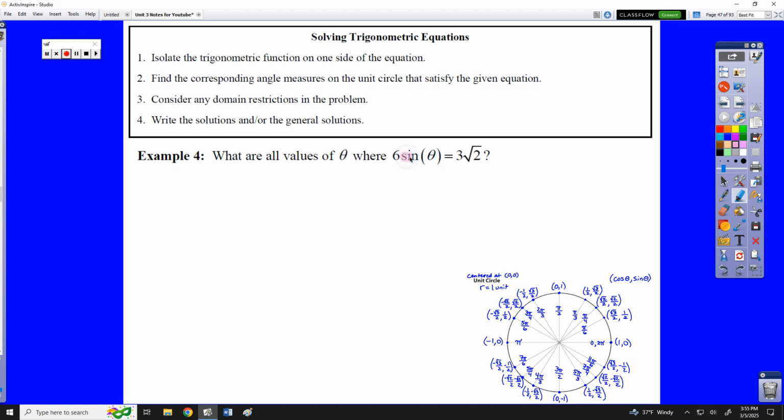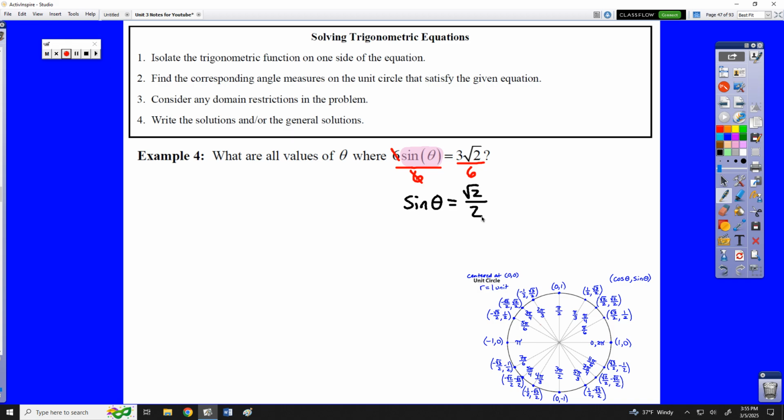So if I want to isolate sine of theta, I need to get rid of the 6. Basic algebra says if I'm multiplying by 6 and I want to remove that 6, I divide by 6. Whatever I do to one side of the equation, I have to do to the other. Now, that gives me that the sine of theta is equal to root 2 over 2. Okay, because 3 over 6 reduces to 1/2.